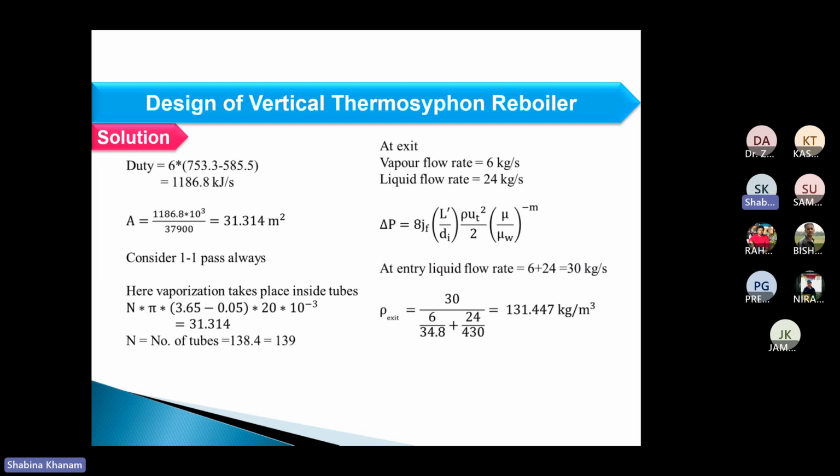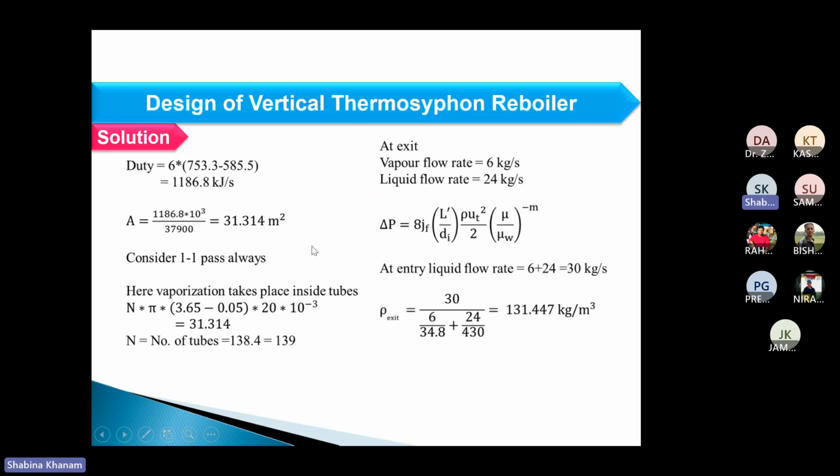Okay, nothing new. So we are given that 6 kg per second we need to produce, and this is the latent heat of vaporization. So we can calculate heat duty as 86.8 kilowatt. Okay, and next you need to find out heat transfer area.